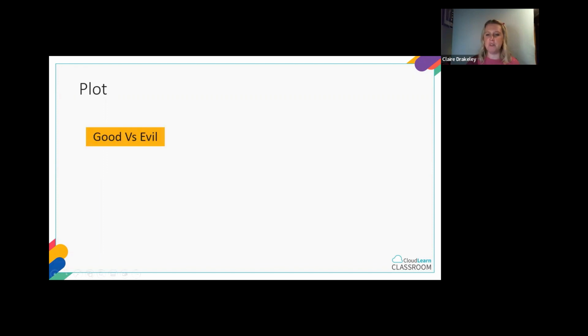Can you think of any examples of plots that have a good character versus an evil character? We've talked a lot about Marvel. They're the obvious ones, superheroes versus villains. Can we think of any books, any examples in literature of a goodie versus a baddie? Really clear cut. Tabitha's shaking her head. Yes, you can. You can think of some. So books where there is a really clear-cut good side and a bad side, and the book probably wants you to lean towards the good side. It's probably the goodie that we're talking about.